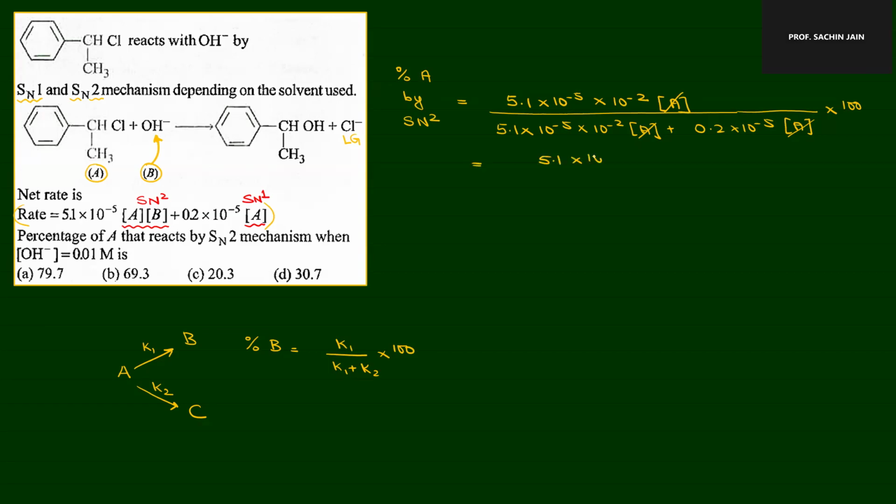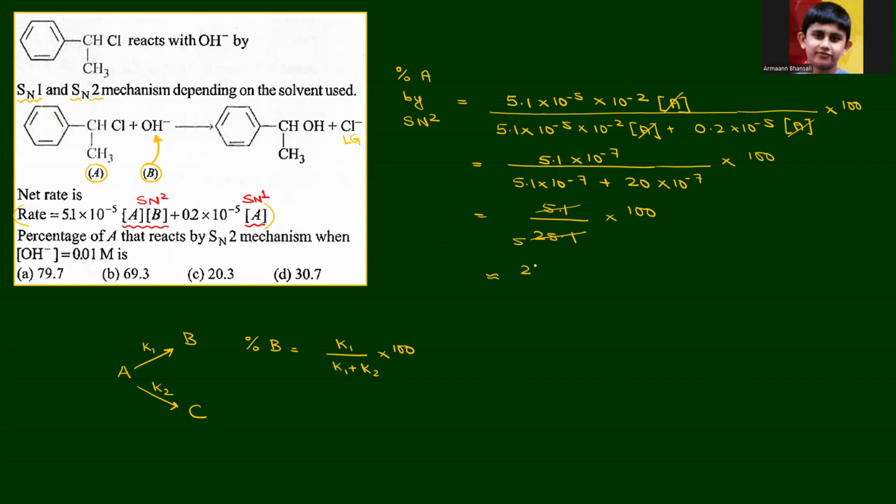So 5.1 into 10 raised to minus 7 in the numerator, and the denominator will be 5.1 into 10 raised to minus 7 plus 20 into 10 raised to minus 7, times 100. Cancelling 10 raised to minus 7 throughout, we get 5.1 upon 25.1 into 100. So this is approximately 5 times 20, and this is approximately 20%, which is your option C. Correct? The question was simple, but you have to keep this parallel reaction concept in mind.